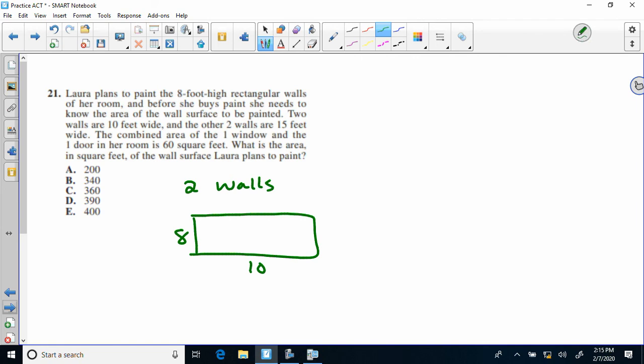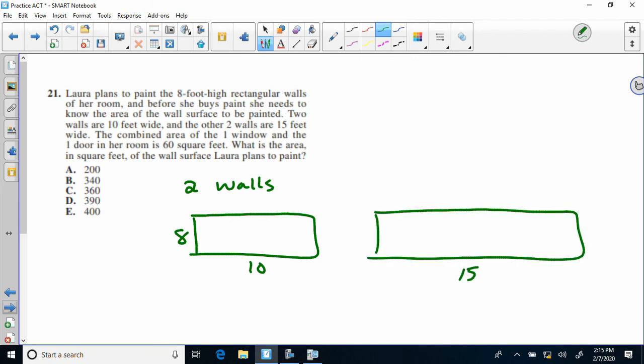And the other 2 walls are 15 feet wide, so even wider. They're 15 feet wide and 8 feet tall, and she has 2 walls that are those. So before we go any further, we're going to find our total area of all the walls, pretending that they were solid walls. And so 8 times 10 is 80, so the area of this one was 80, but we have 2 walls, so we have 160 square feet of wall here.